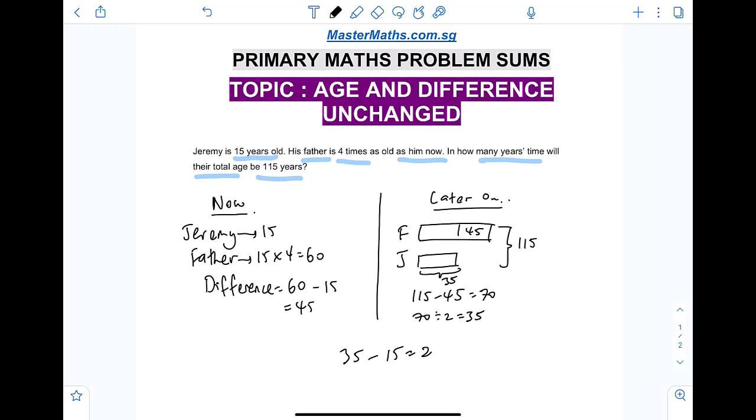So in how many years' time will the total age be 115 years? That answer will be in 20 years' time.